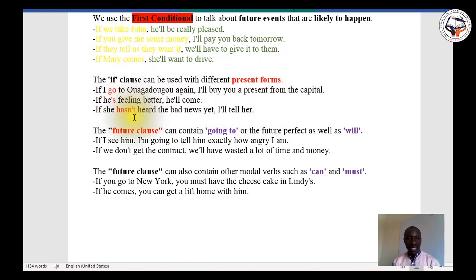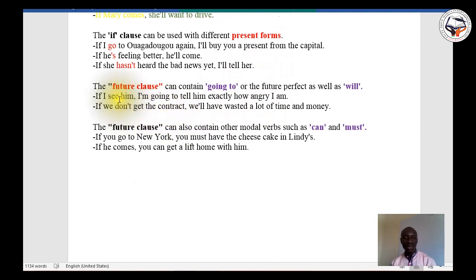If he's feeling better, he'll come. You see, very simple. If she hasn't heard the bad news yet, I'll tell her.